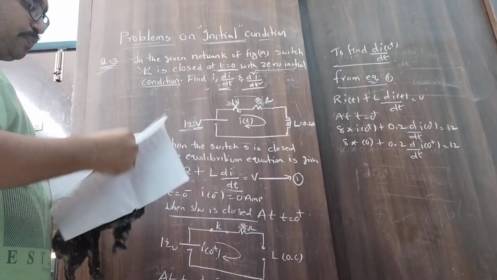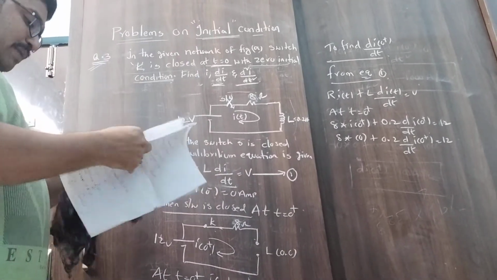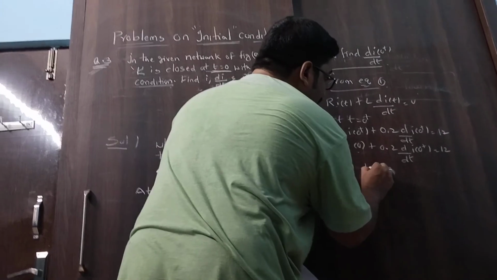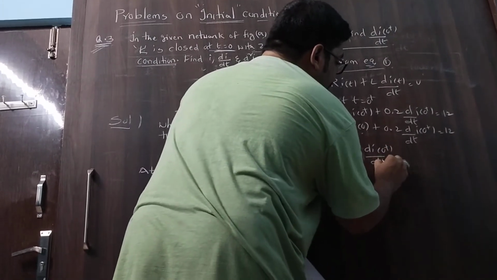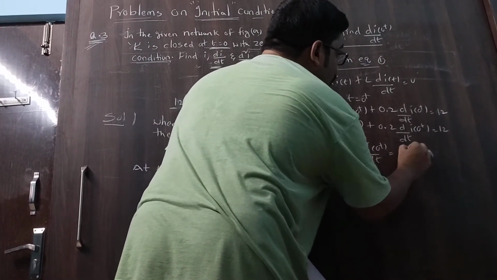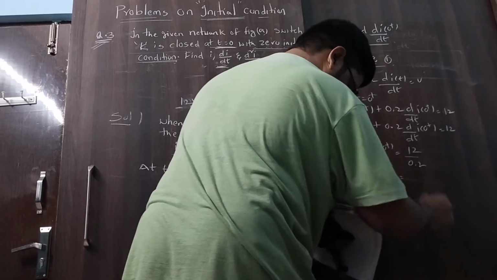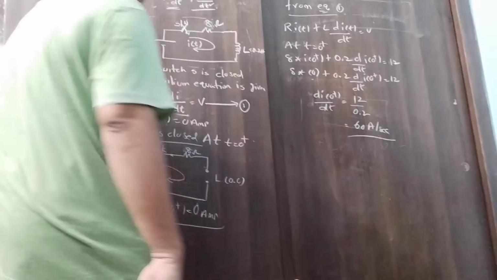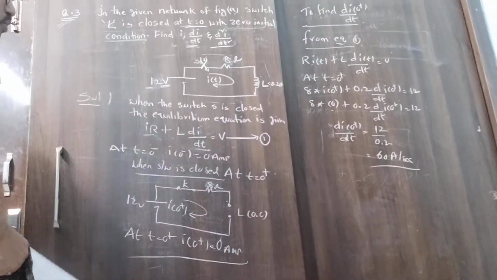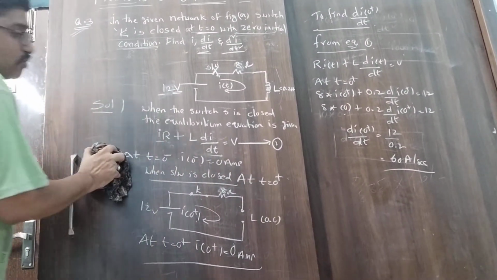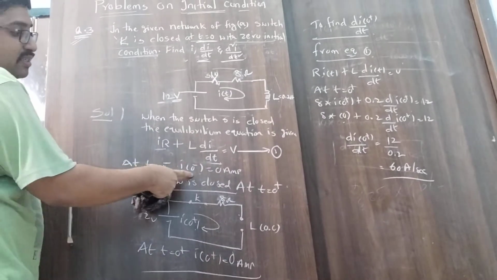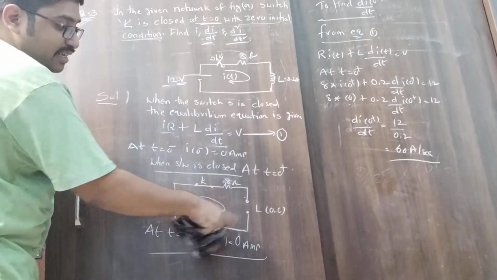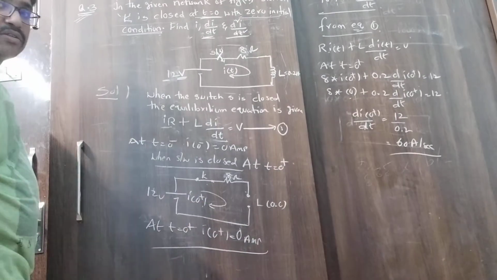Now we need to do the simple simplification. 8 into 0 is 0. So di of 0 plus divided by dt is equal to 12 divided by 0.2. So you are going to get 60 amperes per second. Now I need to find d square I divided by dt square. I hope you understand. At t is equal to 0 minus, I of 0 minus is 0 amps. When the switch is closed, at t is equal to 0 plus, the inductor will act as an open circuit, so I of 0 plus is 0 amps.